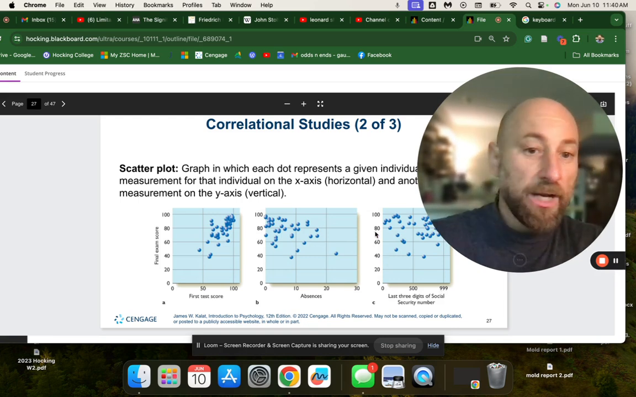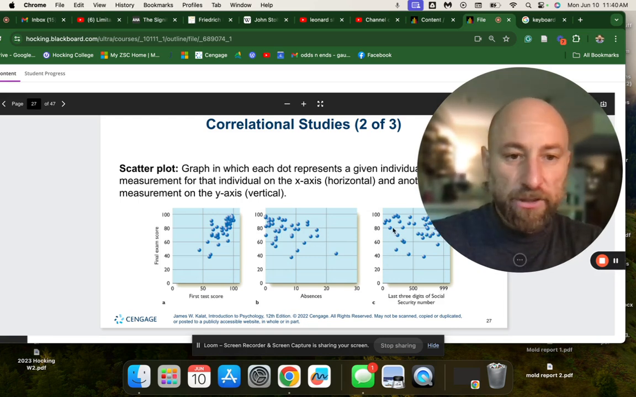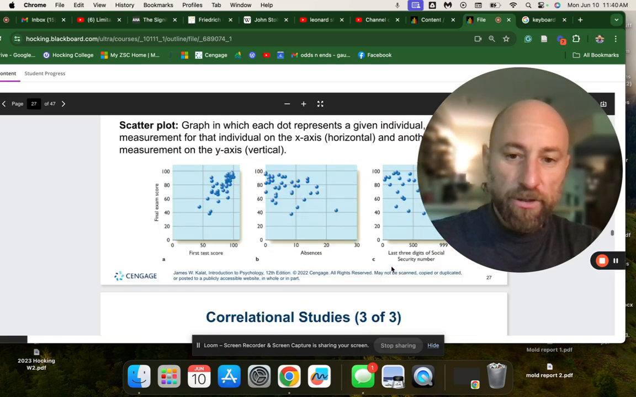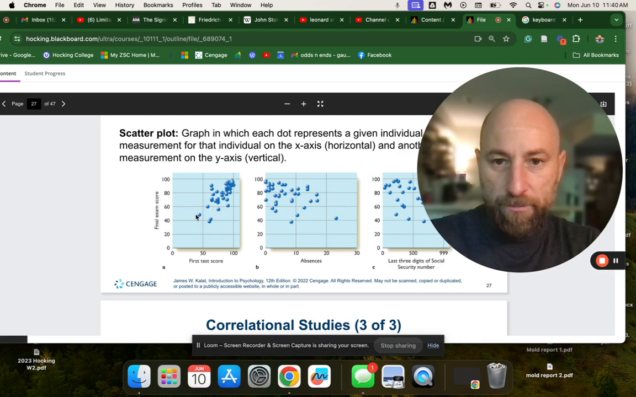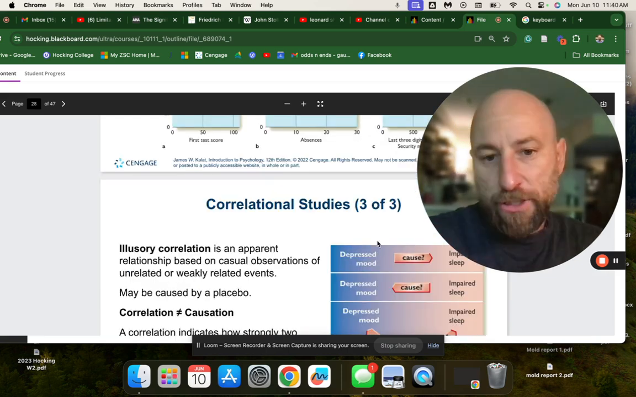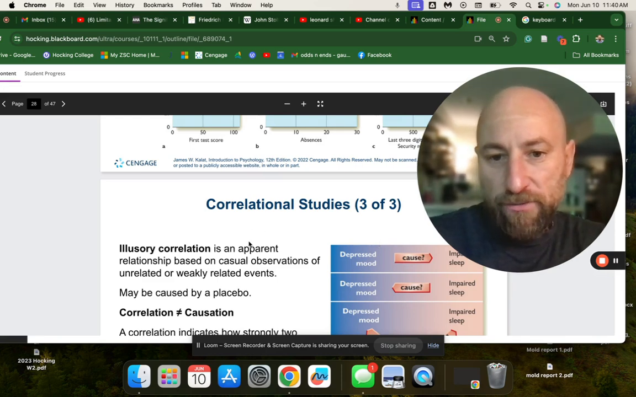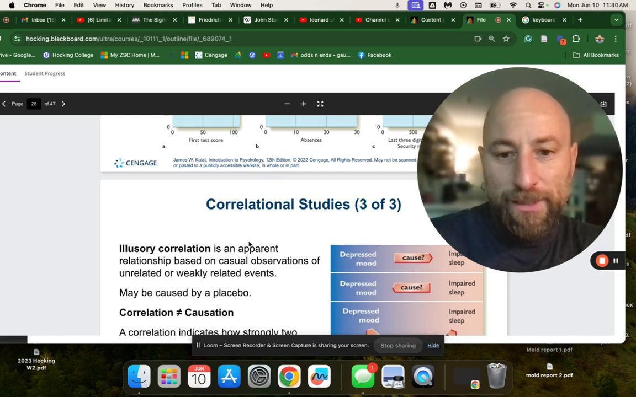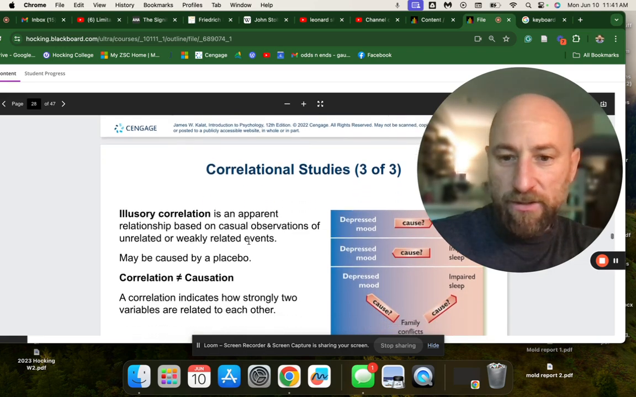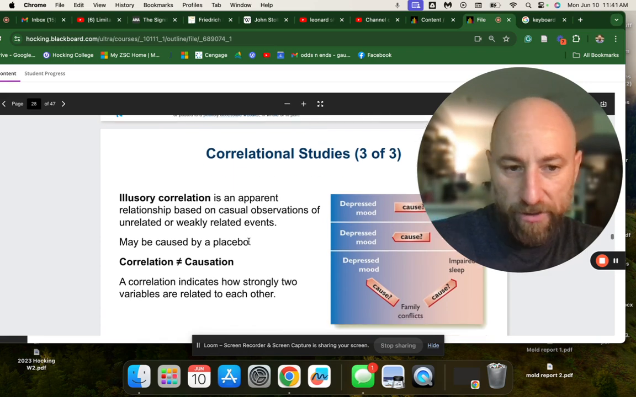And here, last 3 digits of social security number. This should not be correlated. There should not be a relationship. And as predicted, there is no correlation in that one. It would have been helpful if they would have drawn the line, but illusory correlation is an apparent relationship based on casual observations of unrelated or weakly related events. It may be caused by a placebo. Correlation does not equal causation. Correlation indicates associated with each other.